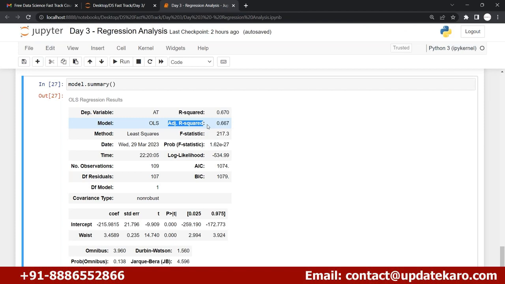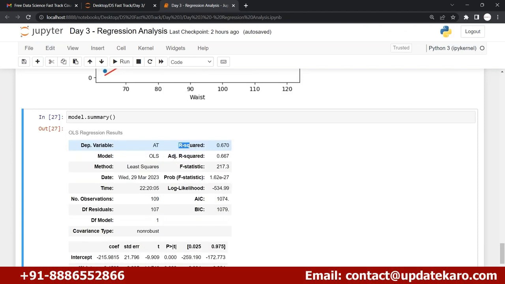R square is not the accuracy of the model over here, because accuracy is somewhat different. R square is somewhat different. We'll be talking about accuracy in classification, but in regression we'll be talking about R square most of the time. Yes, how to identify? That's what I am going to tell you.